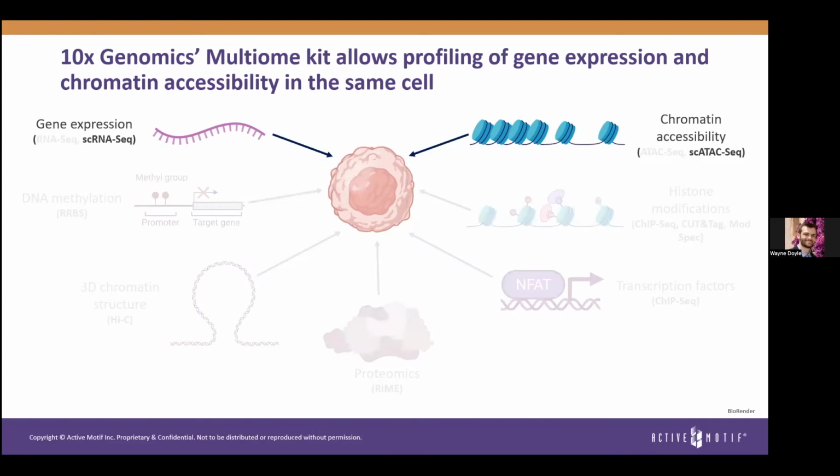And that's the benefit of the 10x Genomics Multiome Kit, because it directly combines single-cell RNA-Seq to look at gene expression and single-cell ATAC-Seq to look at chromatin accessibility in the exact same cell. So now we're able to say, this is what my cell is doing in gene expression, and this is how the chromatin accessibility is relating to that.